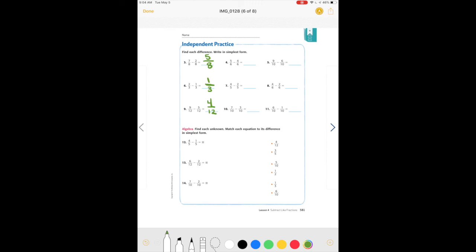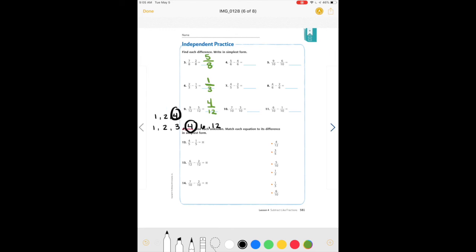Well, I know that these numbers have some common factors. So, what are our factors of 4? 1, 2, and 4. What are our factors of 12? 1, 2, 3, 4, 6, and 12. So what is their greatest common factor? What's the highest number they have in common?